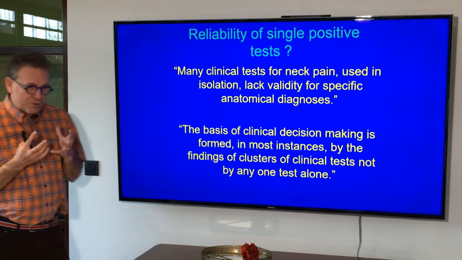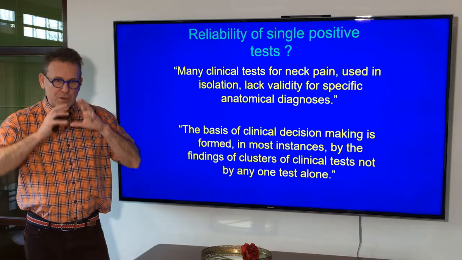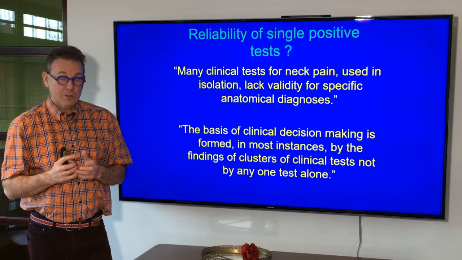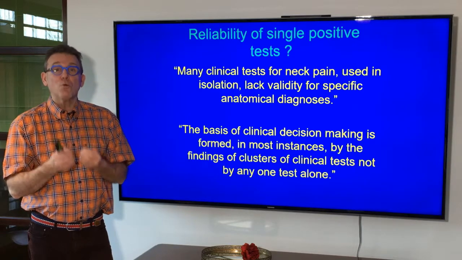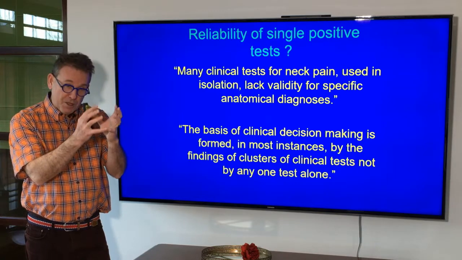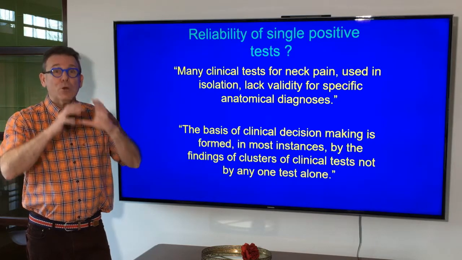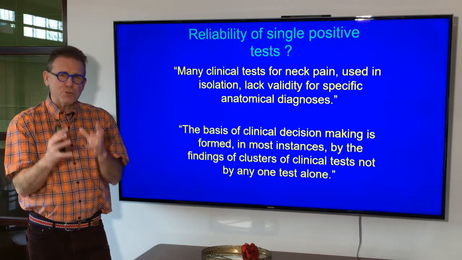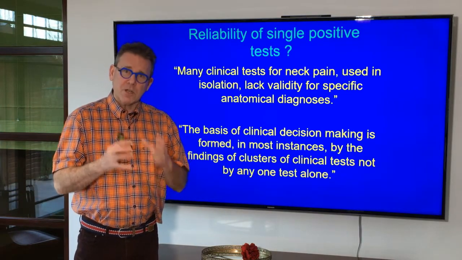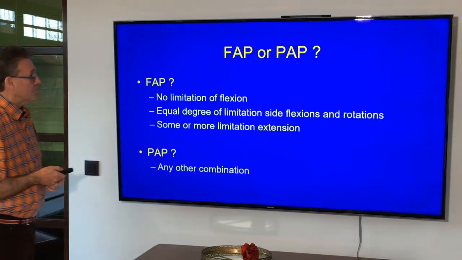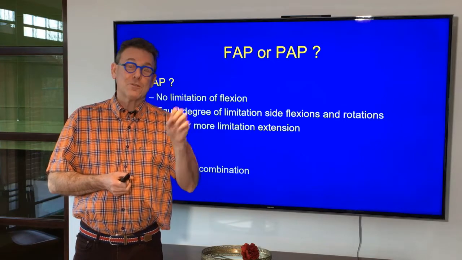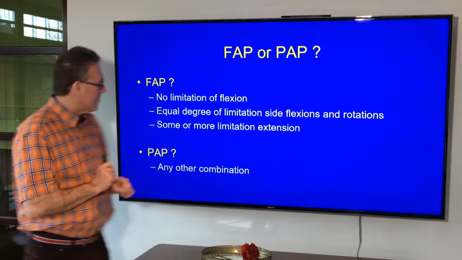So we're going to try to have a relevant, compact functional examination. And as always, we're going to focus on a cluster of positive tests, a cluster of negative tests. We look for patterns. We don't look for single positive tests. We really look for patterns. That's really important. Well, remember lumbar spine? We talked about full articular pattern, partial articular pattern.